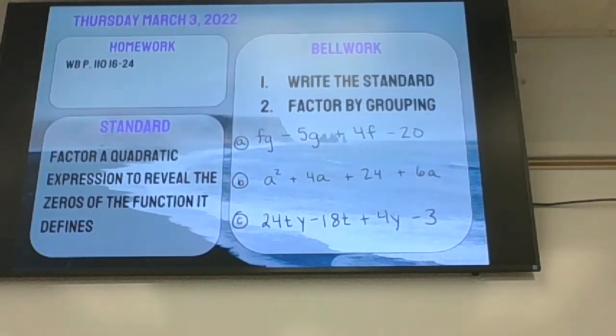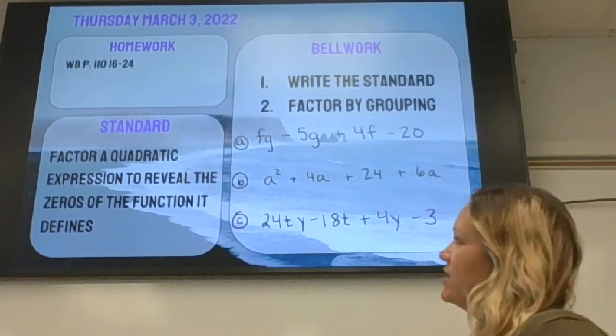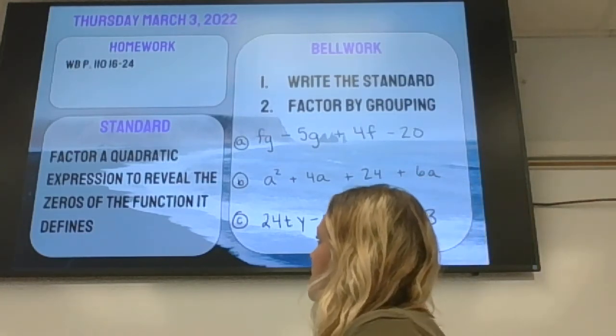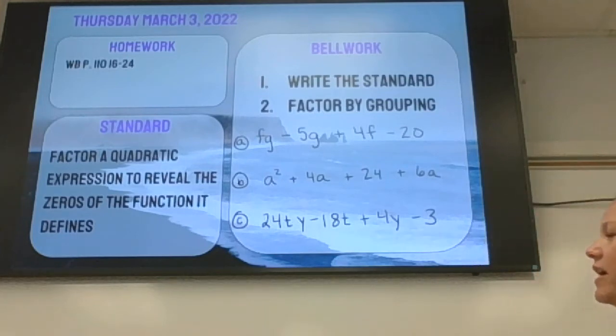Alright, did you guys write the standard? Today we're gonna factor quadratic expressions to reveal the zeros of the function it defines.